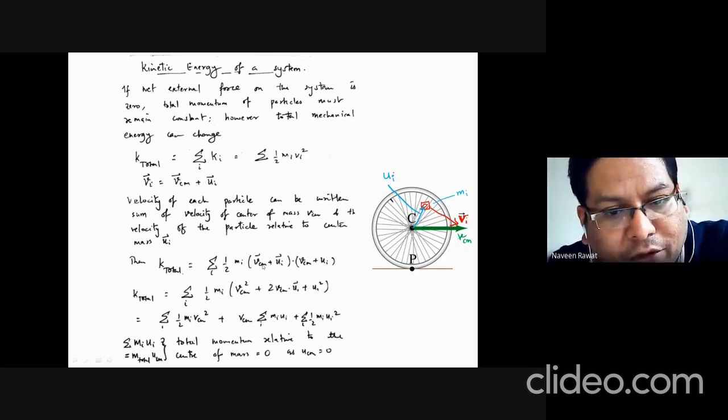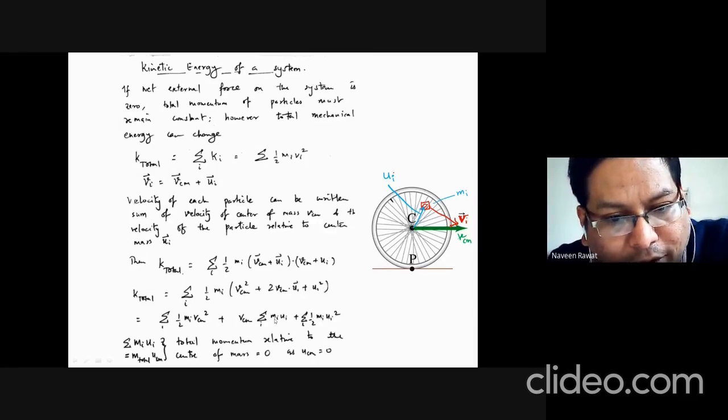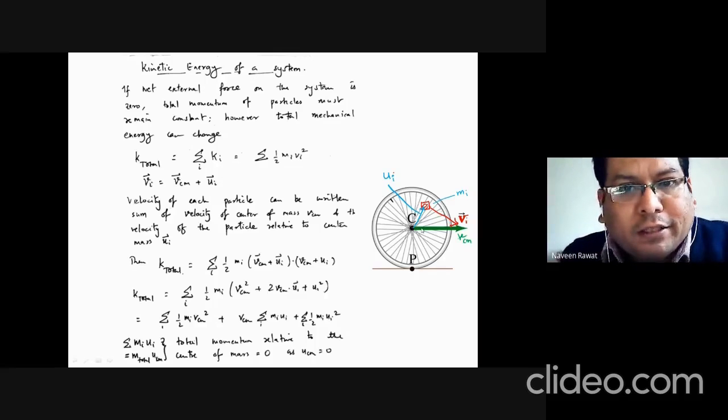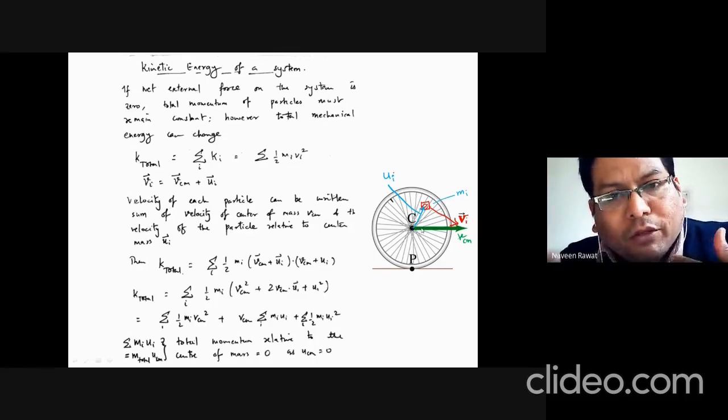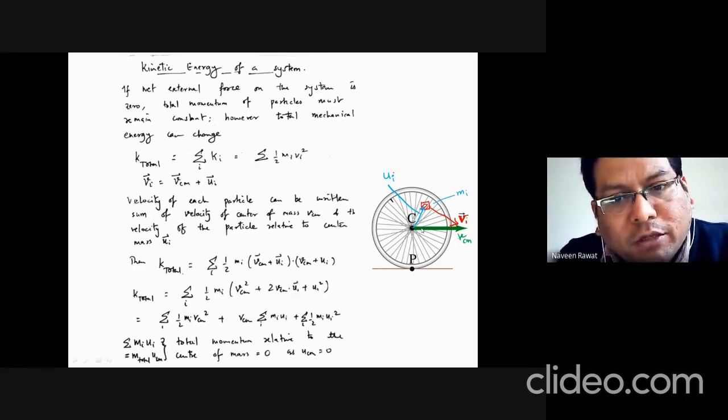If we do that, we get the expression as 1/2 m_i times v of the center of mass squared plus 2 times v of the center of mass times u_i plus u_i squared. And this term, that is u_i m_i, this is the total momentum with respect to the center of mass. That's just saying that if you are situated at the center of mass and the object is moving with a constant speed, you will not feel anything, you will not be able to know whether the object is actually moving, right?